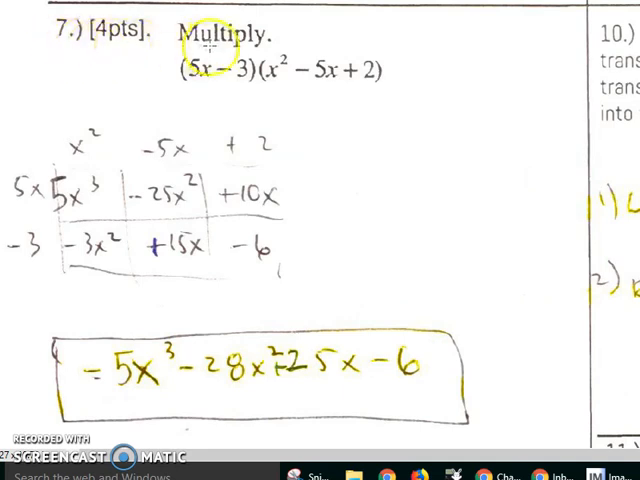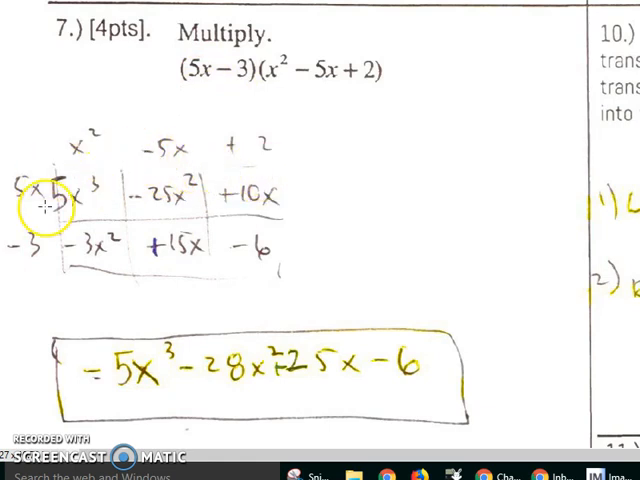For number 7, you need to multiply. This is a free response, so this is worth 4 points. So I have a binomial. Bi means 2, 1, 2, and this is a trinomial, 1, 2, 3. You are multiplying. So you can either use FOIL. You can use the distributive property, like 5x to each of these terms, and then negative 3 to each of these terms, and then combine like terms, or we've been using this box in class. So bi means 2 boxes this way, trinomial, 3 boxes this way.